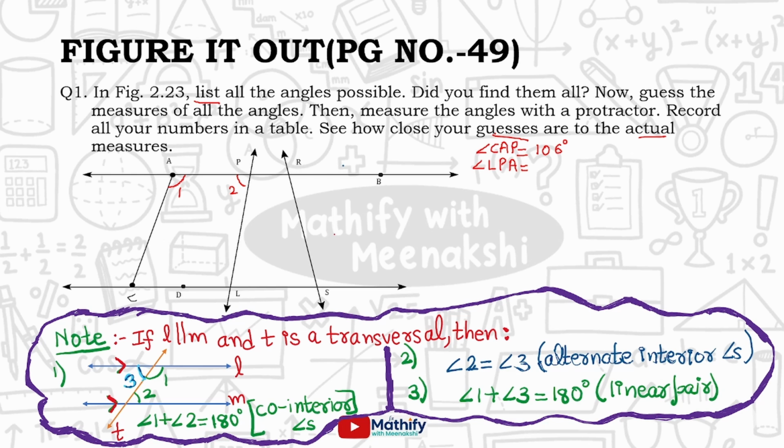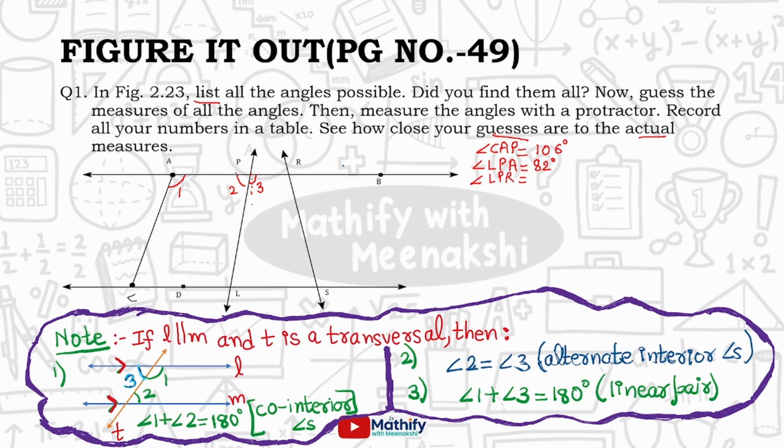Now, for LPA, when you measure, you know that it's less than 90. Because if it's 90, then it's like this. But it's less than 90, so according to my guess, it's 85. But when you measure with the help of a protractor, what will you get? You will get 82 degree. Now let's move to the third angle. So I'm writing that angle as third. That's LPR.